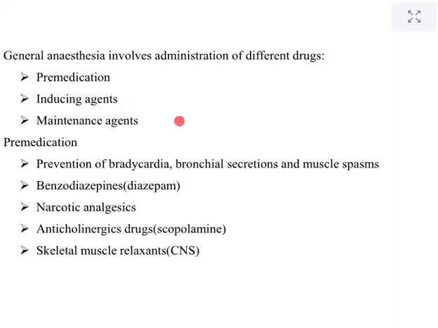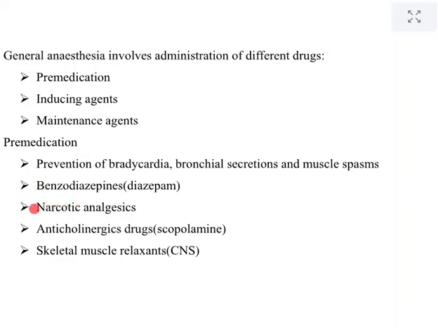So pre-medication aims at prevention of bradycardia, bronchial secretions, and muscle spasms. You can give benzodiazepines, for example, diazepam. You can give narcotic analgesics, which you just studied, like fentanyl. I believe we mentioned it. Drugs like fentanyl, the anilidopiperidines, are very, very good for use as narcotic analgesics in general anesthesia.